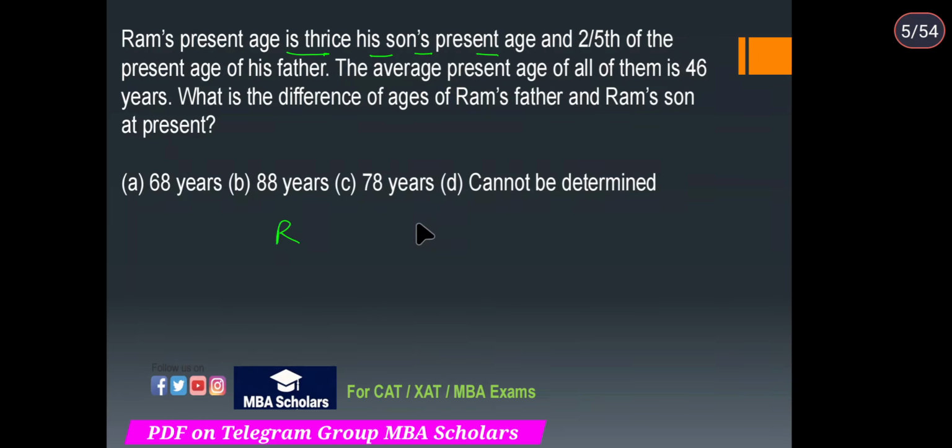So Ram and his son, let the son be S. Ram's present age in 2026, that is present. We can take any reference, right? So Ram's present age is thrice his son's, so let the son's present age be k. Ram's age will be 3k, and it is 2/5 of the present age of his father.